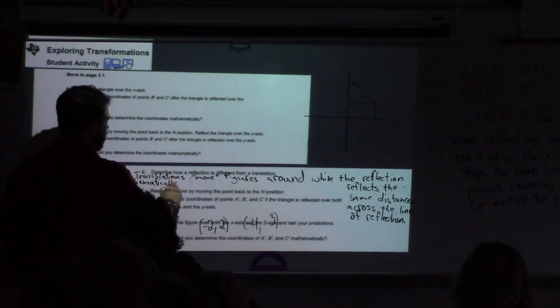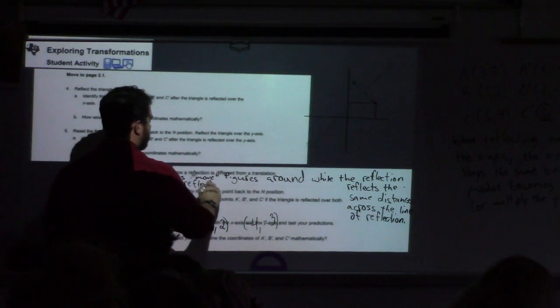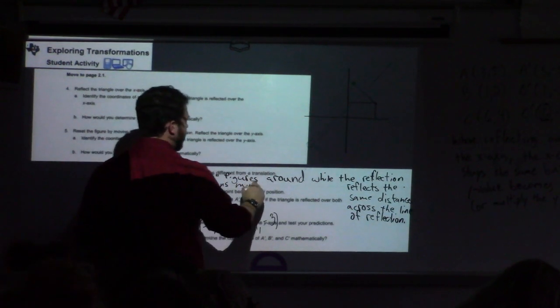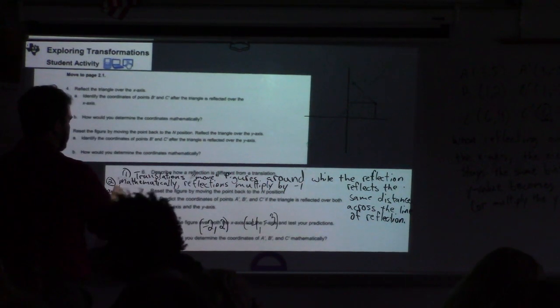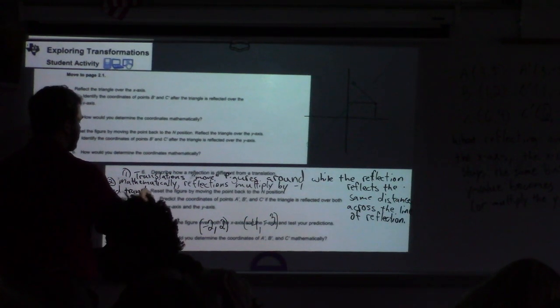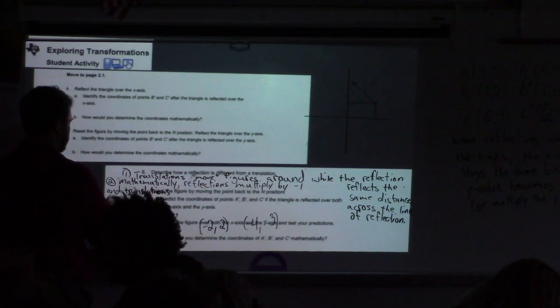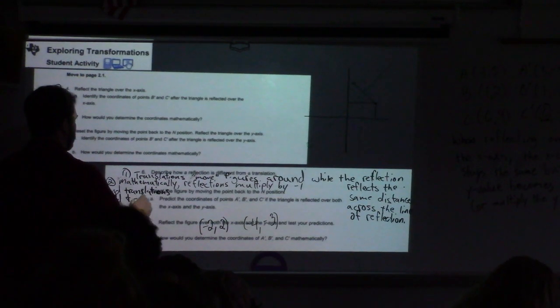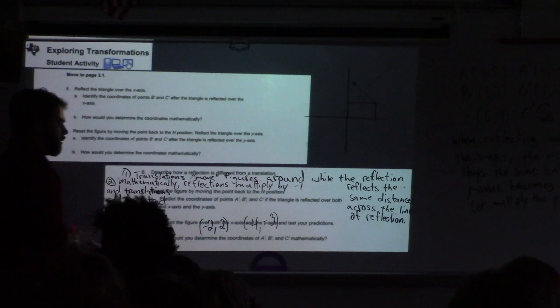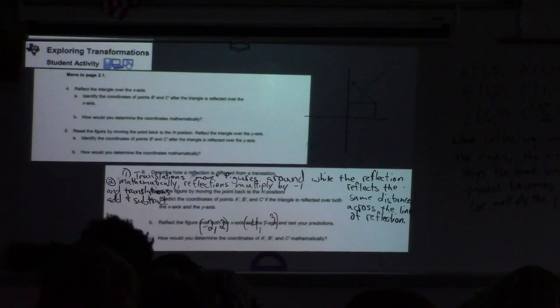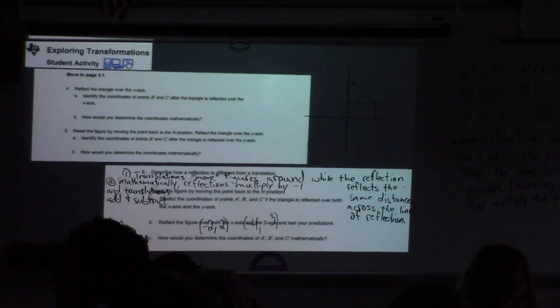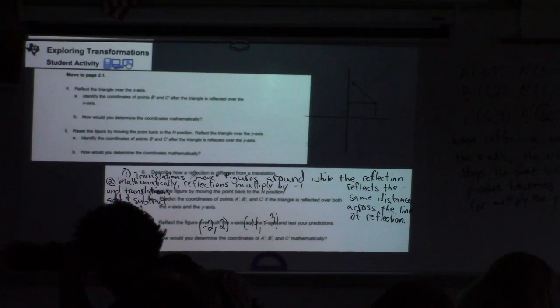Mathematically, reflections do what? Reflections multiply by -1. And what do translations do? Add and subtract. Translations add and subtract. It is important to understand that translations add and subtract because we are doing translations with geometry. When you get into the algebras, guess what you're still going to do? Translations. We're doing reflections with geometry.